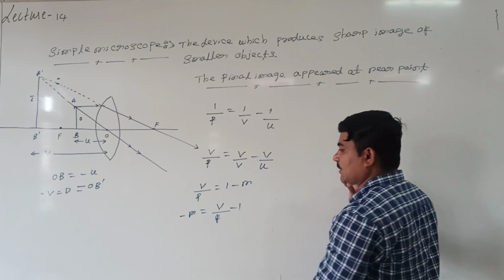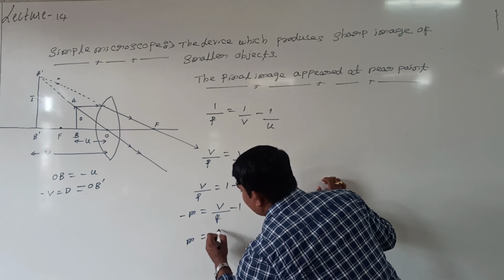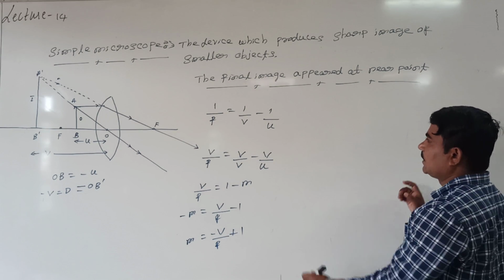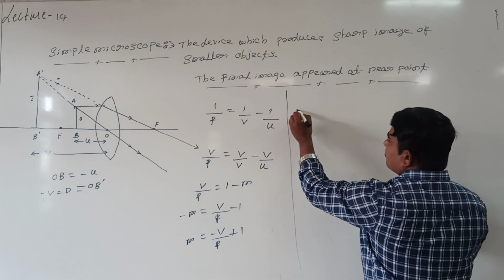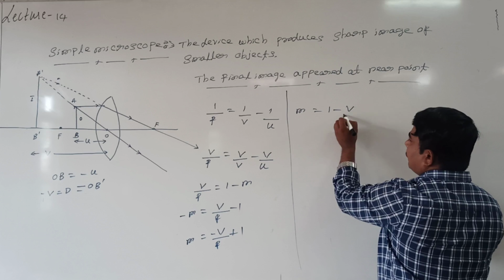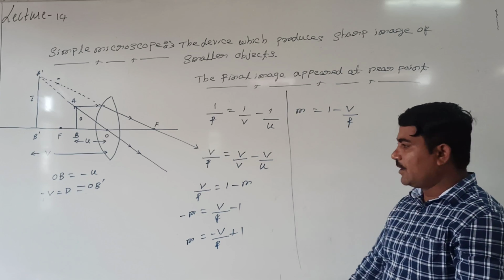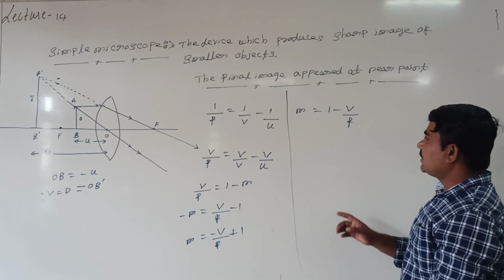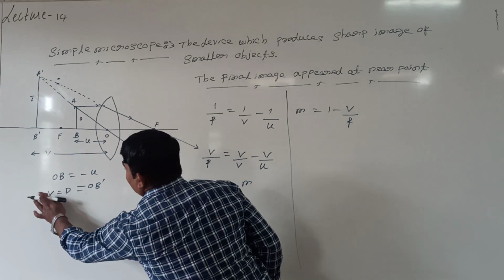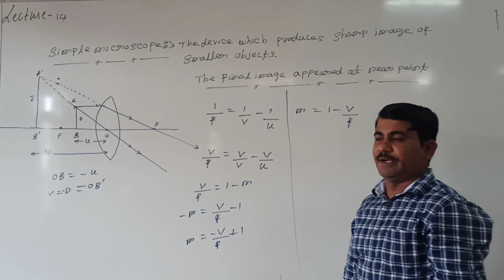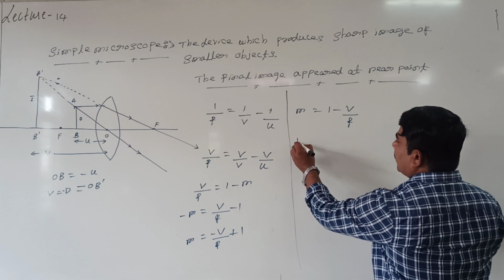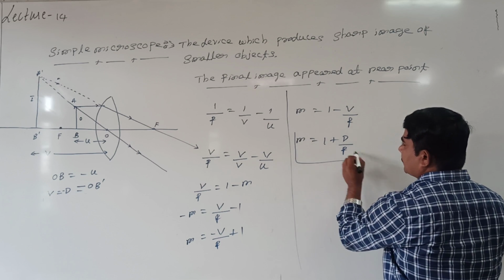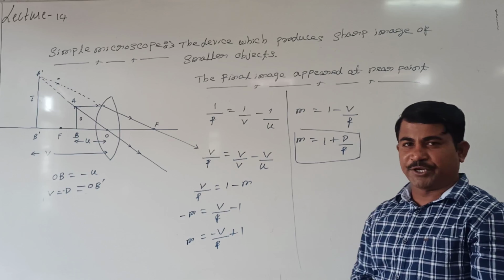Now just multiply by minus on both sides. See here, M is equal to minus V divided by F plus 1. Or else, again, this magnification M is equal to 1 minus V divided by F. But what is V? D is equal to minus V here, according to sign convention. V is equal to D, so I can take V is equal to minus D. Then from this, M is equal to 1 plus D divided by F. This is the magnification of a simple microscope when the image appears at the near point.